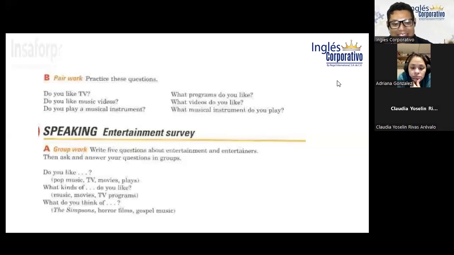Luego usted va a escribir 5 preguntitas. 5 preguntas. Usted escribe 5 preguntas acerca de entretenimiento y luego se las va a hacer a sus compañeros. Vamos a ver, por ejemplo, yo le pregunto a Adriana González, yo le quiero hacer una pregunta. Yo digo, bueno, Adriana, do you like salsa music?